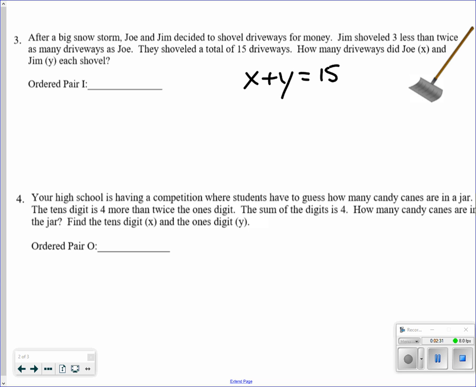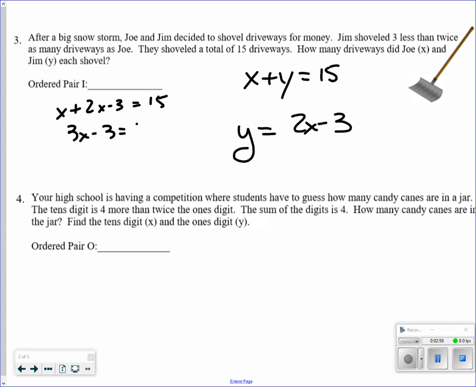So anytime they give you a total, that's when they're asking for the amount of one plus the amount of the other. Now, let's talk about Jim. Jim equals 3 less than twice Joe. So twice Joe minus 3. Now, I'm going to solve this by substitution because I have a y equals. So in place of the y in the top equation, I'm going to put 2x minus 3.